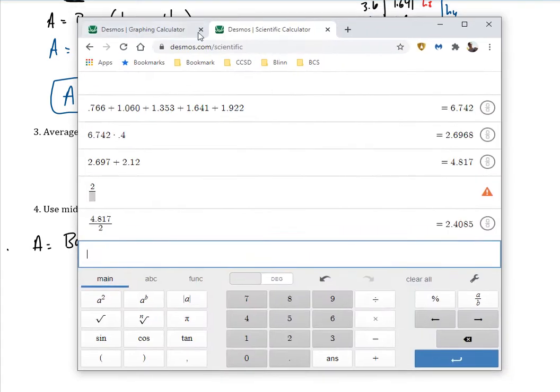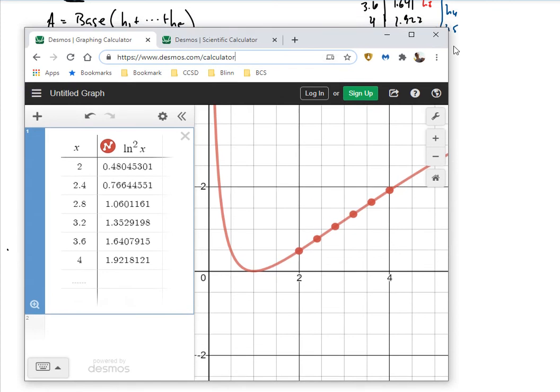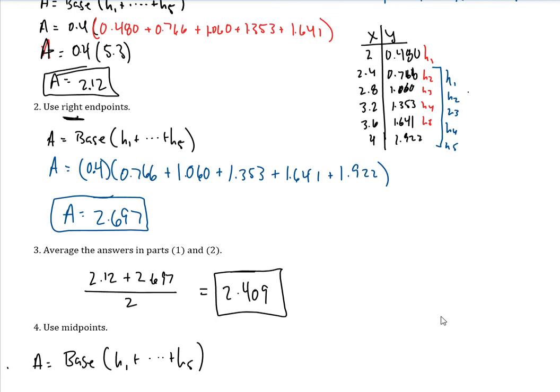Okay, so let's go back to our calculator. Well, the midpoint between 2 and 2.4, one way to do it is to add the two together and then divide by 2. In case the numbers are harder, let's take our grid points that we had: the 2, the 2.4, the 2.8, the 3.2, the 3.6, and the 4. To find the midpoint, we add these two together and then divide by 2.